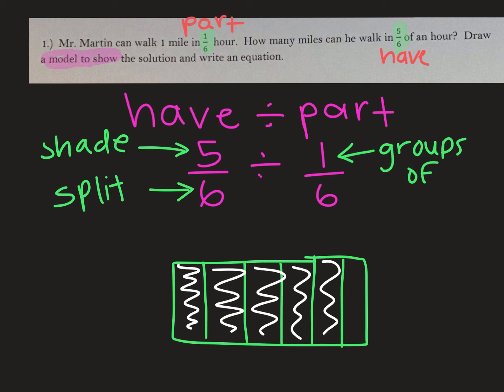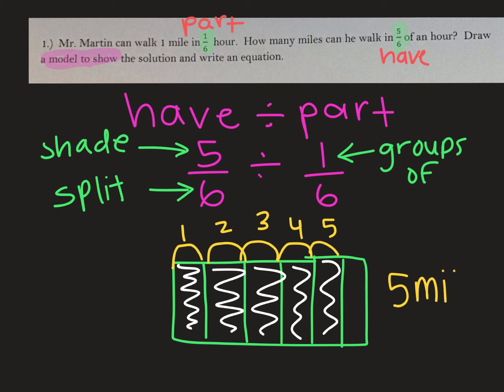So when we go to our model, here's one group of 1, 2, 3 groups of 1, 4, and 5 whole groups of 1. So 5 would be my answer, but it's a word problem, so you cannot forget your units on your final answer. If I look back in the question, it says, how many miles can he walk? He can walk 5 miles in 5/6 of an hour. That would be my final answer.